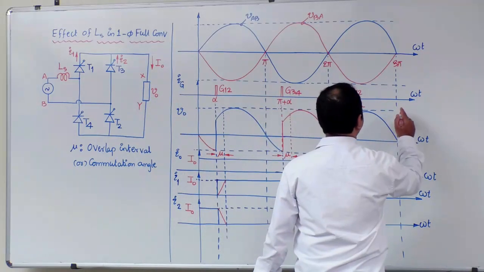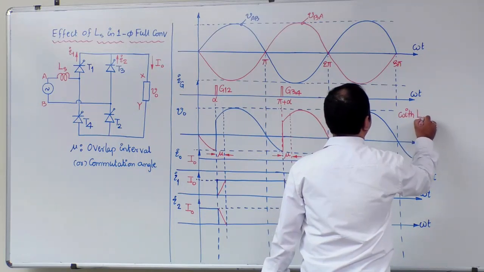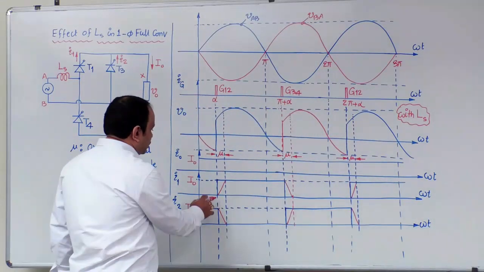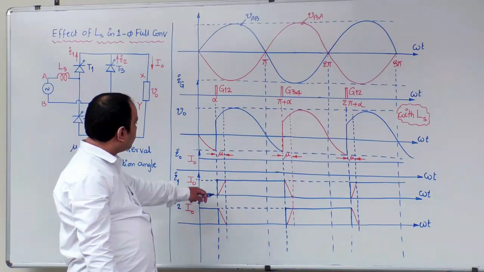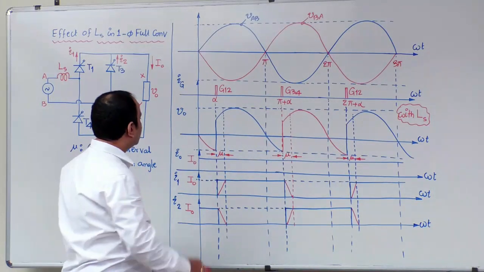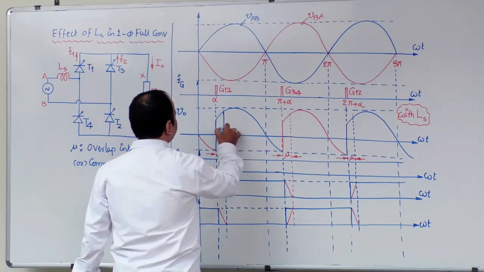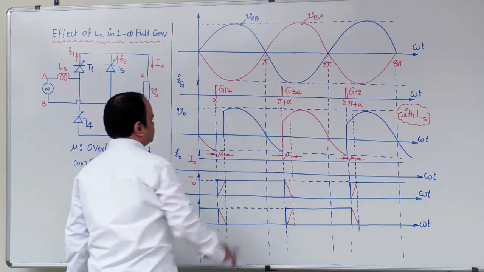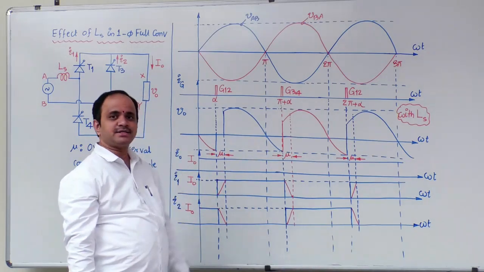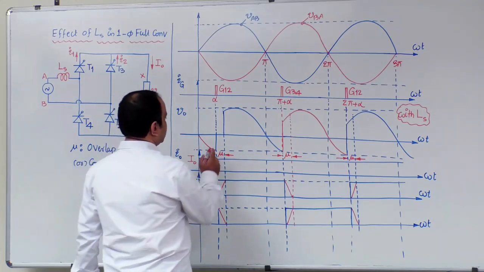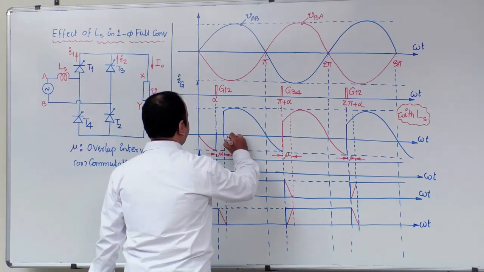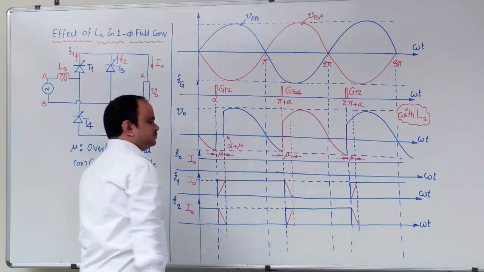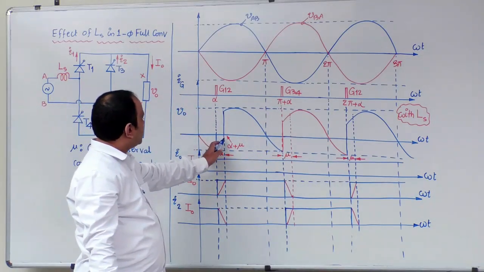Therefore, whatever waveform we plotted already was without source inductance. Now let me write, with source inductance, what is the concept? During the overlap interval, as all 4 thyristors are in conduction, the output voltage will be 0. Now think about what the angle is at this instant: that is alpha plus mu. This is alpha, so alpha plus mu.